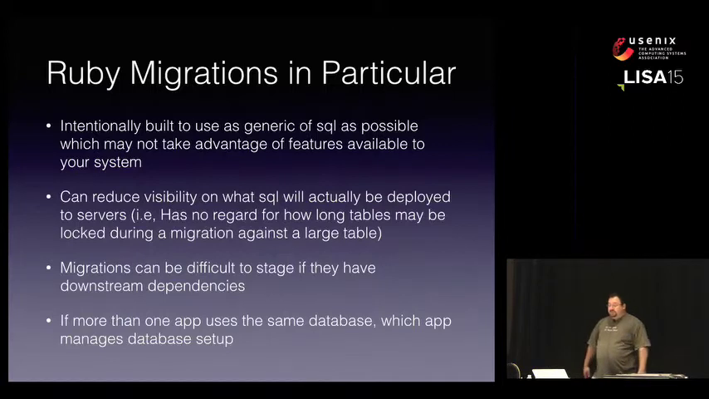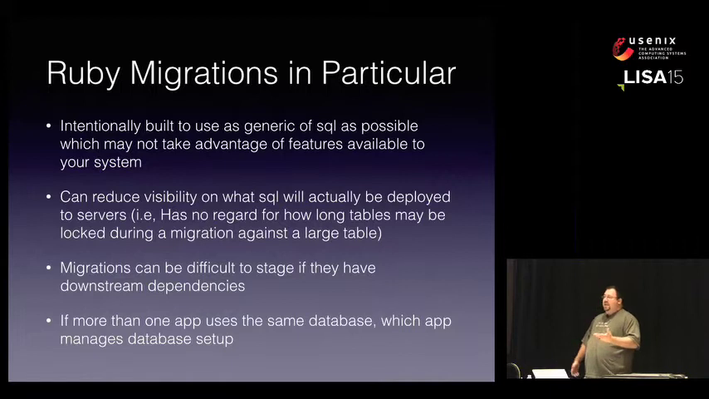Migrations can be difficult to stage if they have downstream dependencies. If I'm managing that through Rails migrations, how does that affect my analytics database? How do I keep that up to date? What changes are there? How do I link that type of stuff? I'm not saying it can't be done, but it can be very difficult.